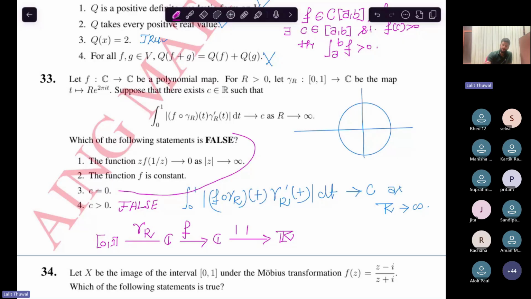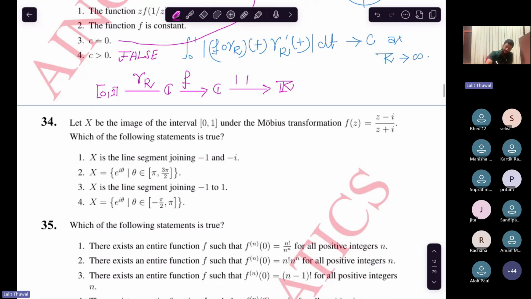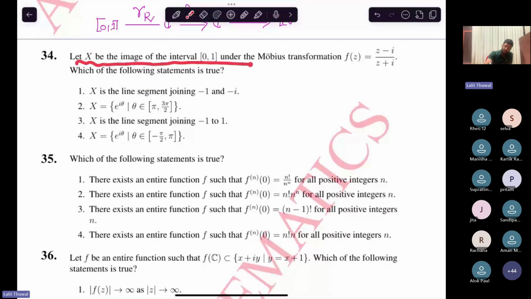Okay, so now the 34, what it says, let X be the image of the interval under the Möbius transformation f(z). We have been given this Möbius transformation, and let me tell you, this is a very important one. Questions related to this are asked in many exams like GATE, NET, NBHM. I have seen this many times.